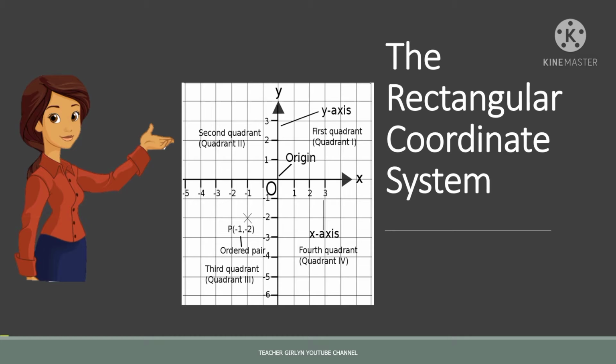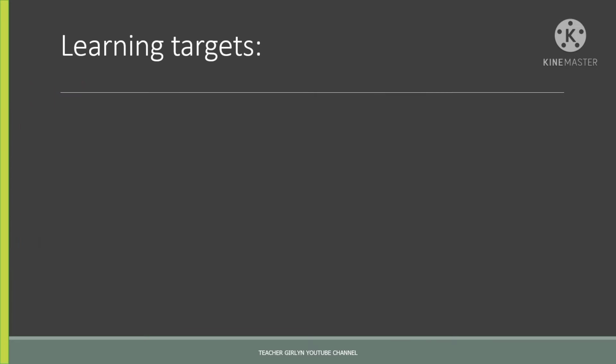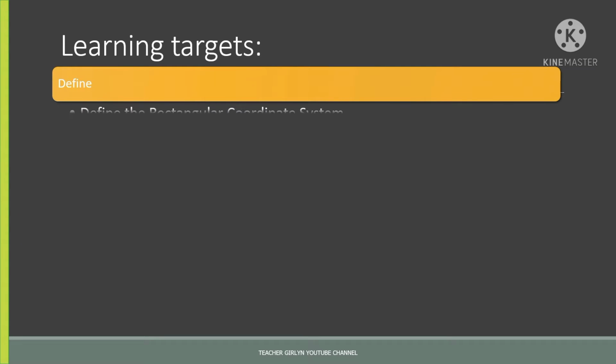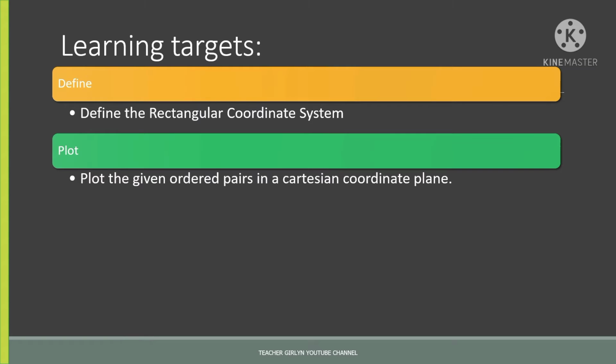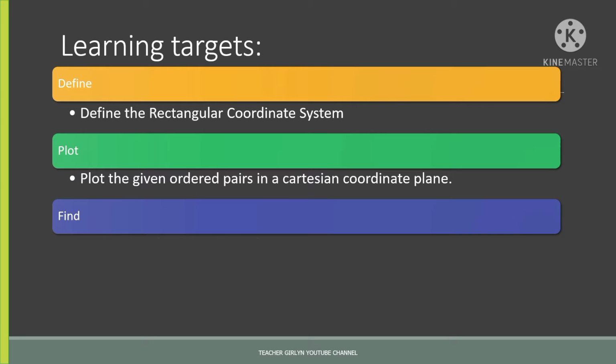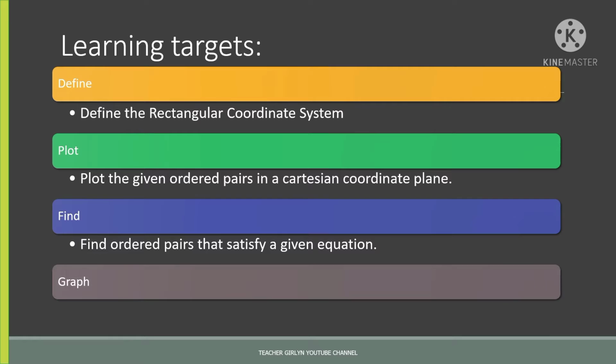In this video, we're going to discuss the rectangular coordinate system or Cartesian coordinate system. What will be our learning objectives? Learning targets. First, define the rectangular coordinate system. Second, plot the given ordered pairs in a Cartesian coordinate plane. Third, find the ordered pairs that satisfy a given equation. And fourth, graph the equation of a line.